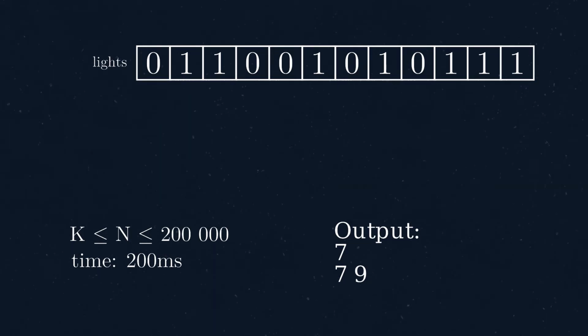If there are multiple optimal solutions, you can print any of them. The constraints are quite tight on this problem, so you have to come up with a fast enough solution. You can pause the video now to solve it yourself and come back.